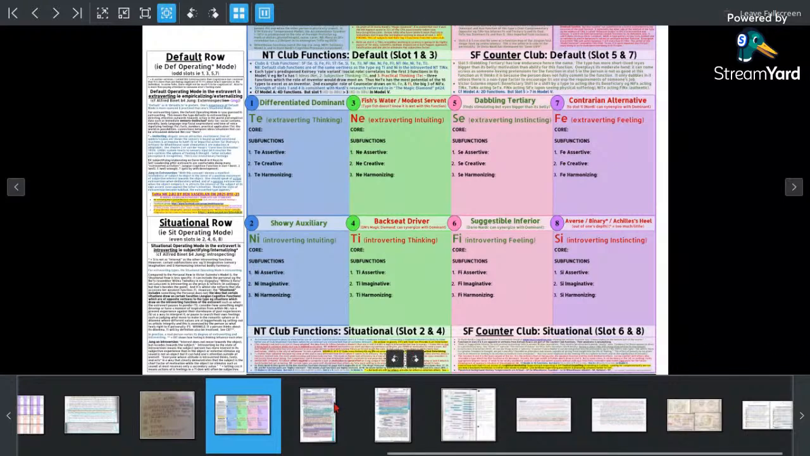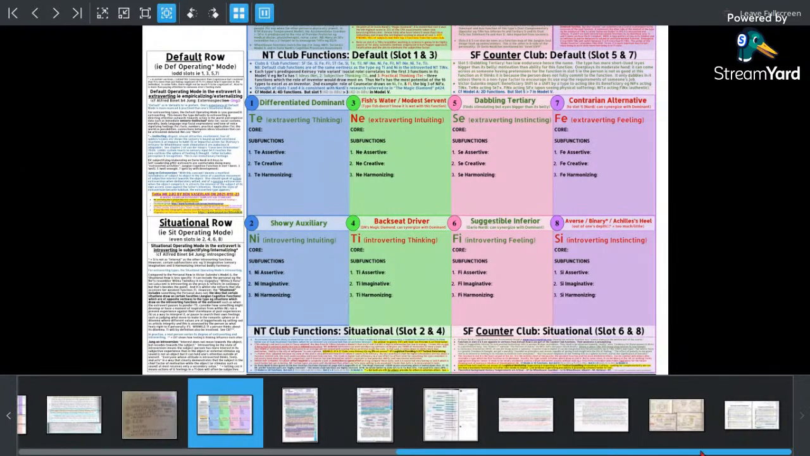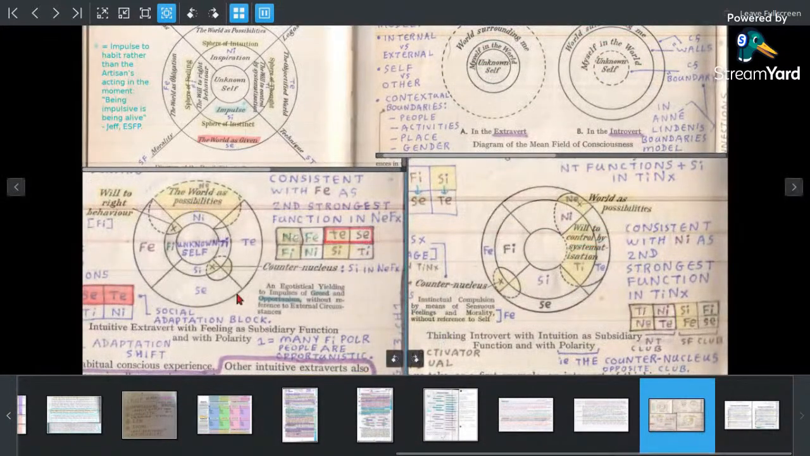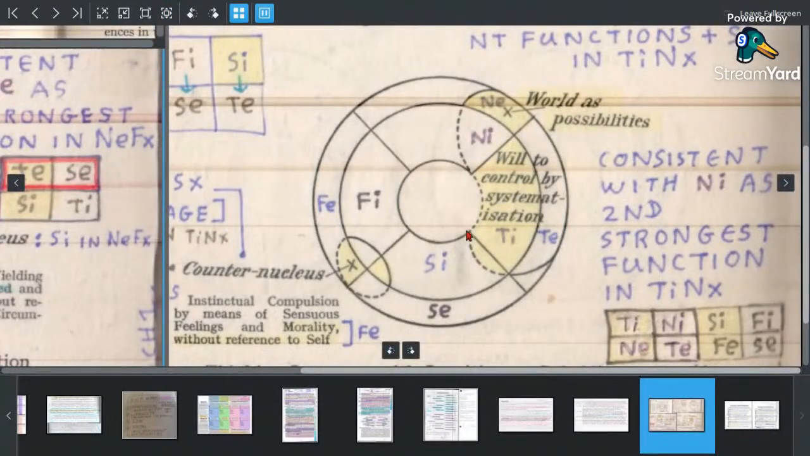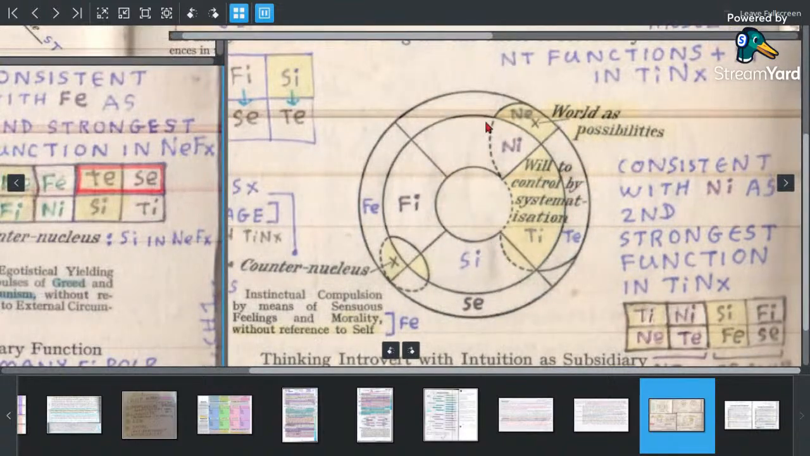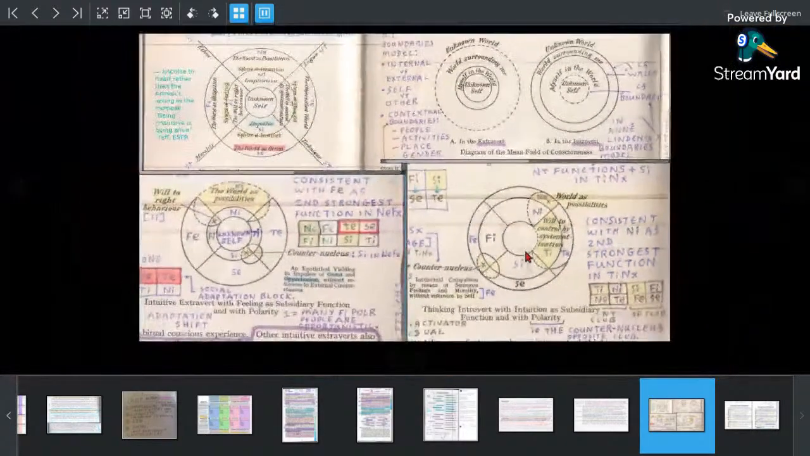But before that, Van der Hoek was banging on about it, going on about how strong NI is in INTP. So that part of the model, me calling this TINX, is consistent with Van der Hoek in 1937.